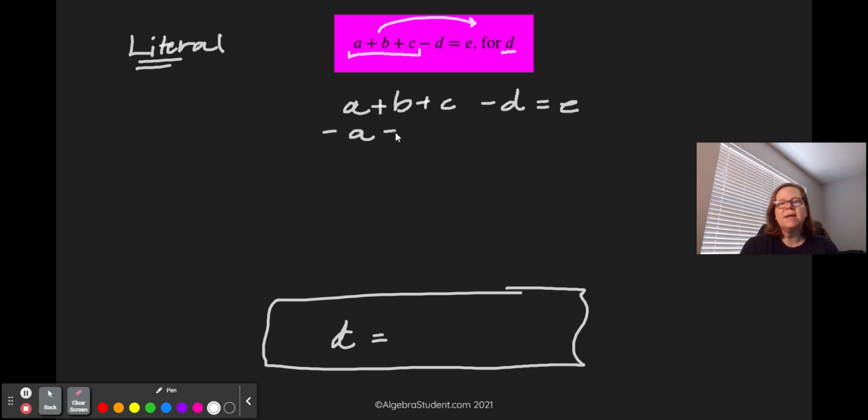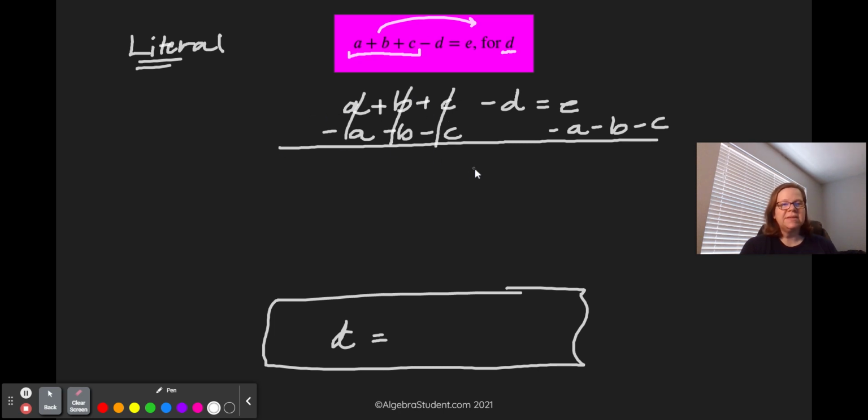So I'm going to subtract A, subtract B, subtract C. And of course, whatever we do to one side of the equation, we're going to do to the other side. So A minus A is 0, B minus B is 0, C minus C is 0. So all that's left on this side is negative D equals, so this is E, remember? So E minus A minus B minus C.